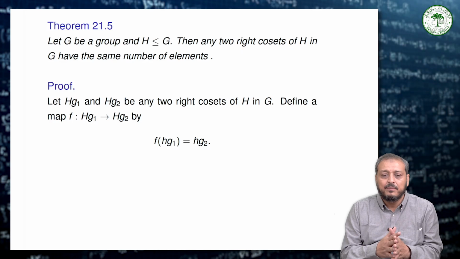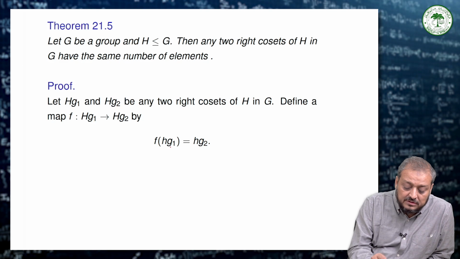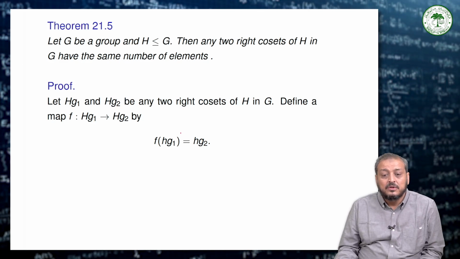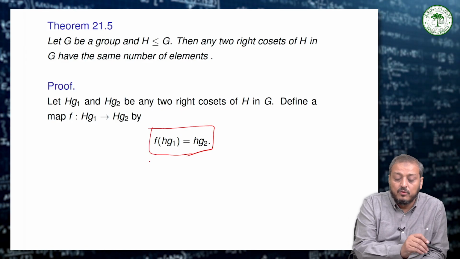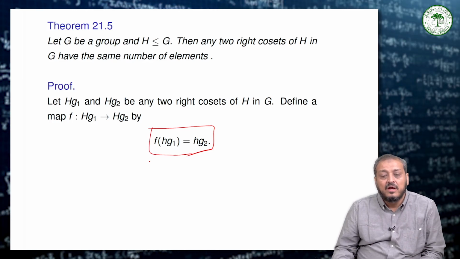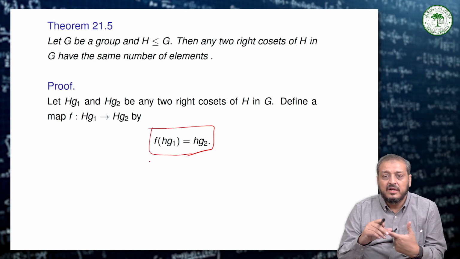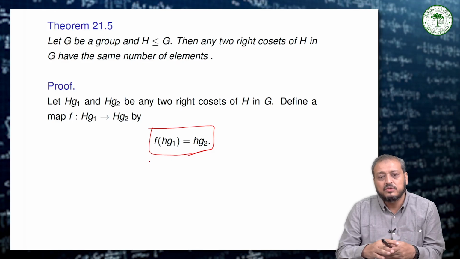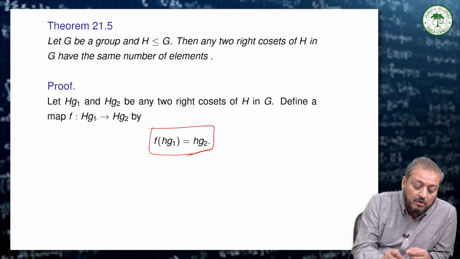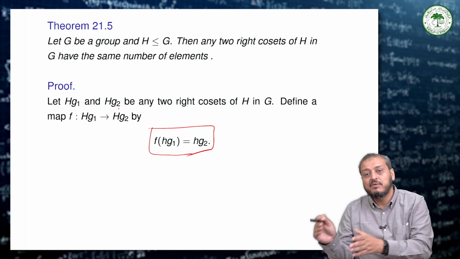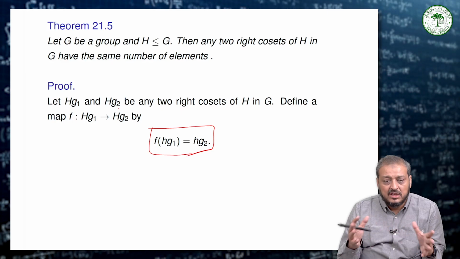Then we define a map f from Hg1 to Hg2 by f(hg1) = hg2. First, to define this map, we have to show that this map is well defined. Then next we have to show that this map is one-one, and then onto. If this map is one-one and onto, it is bijective. So that means the number of elements of Hg1 and Hg2, any two right cosets of H, is the same.